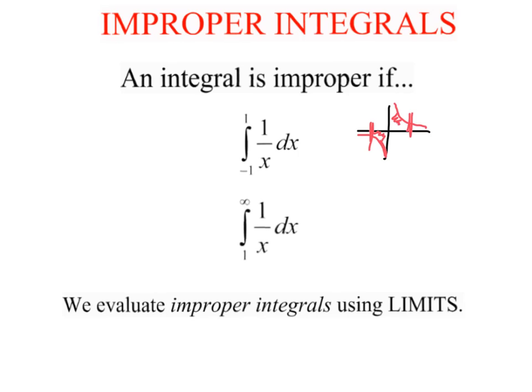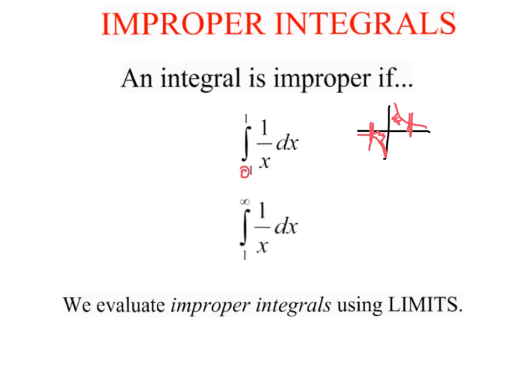It wouldn't have to be in the middle. It could be an endpoint. I could have just done 1 over x from 0 to 1. It still would have been improper because there's an asymptote. So some kind of discontinuity, an infinite discontinuity, is one thing that makes an integral improper.